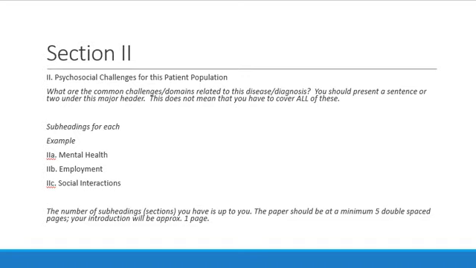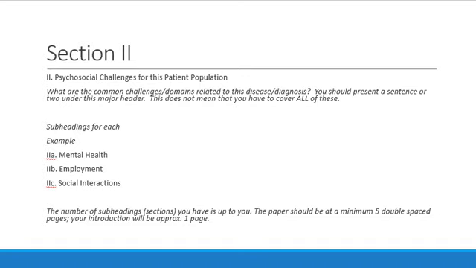Section 2, this is the psychosocial challenges for this patient population. What are the common challenges? What are the domains related to this disease or diagnosis? So what do I mean by common challenges or domains? Does it impact employment? Can somebody continue to work? Does it impact their mental health? How does it affect social interactions? Things like that. Now, under the major header of psychosocial challenges for the patient population, you should present a sentence or two under this major header describing the common challenges and describing these domains.